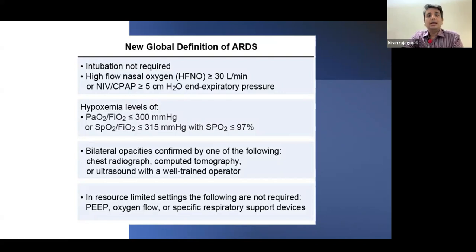Okay. And some resource limited centers may not have an ABG machine. So how will we know the PaO2 to calculate the PF ratio? Instead of that, they added one more point: you can go by the SpO2 by FiO2 ratio. You know the FiO2, you know the SpO2. So you can divide the SpO2 by FiO2, and if it is less than 3.15, then we can assume that it is a case of ARDS. Okay.